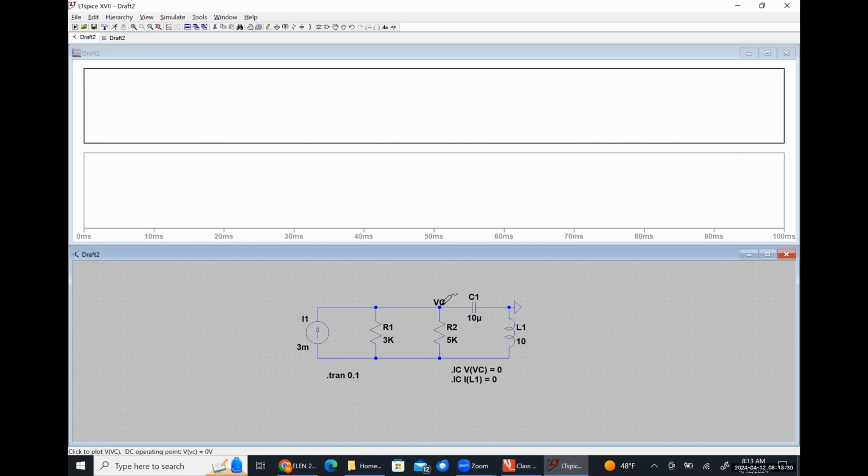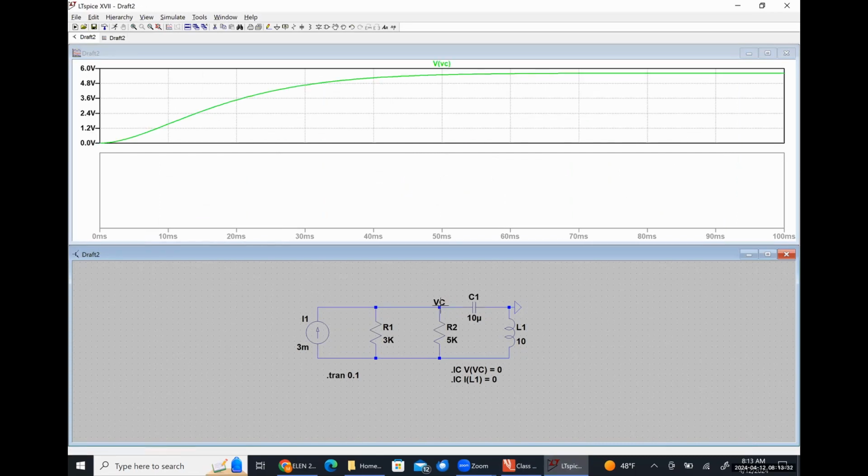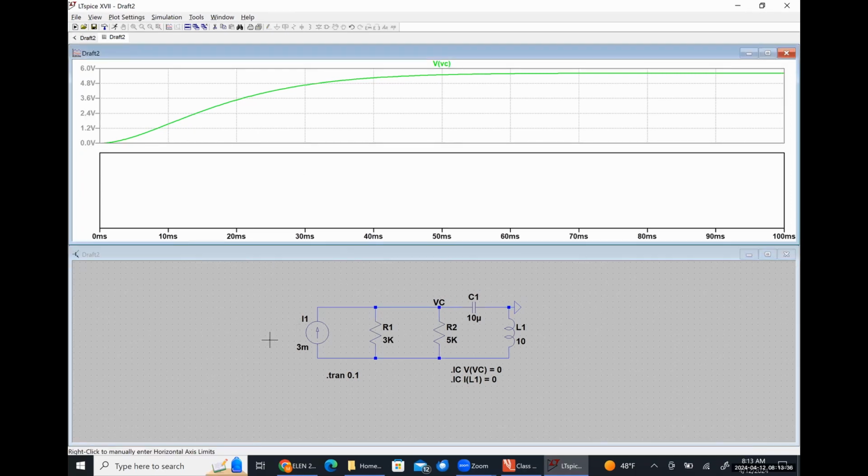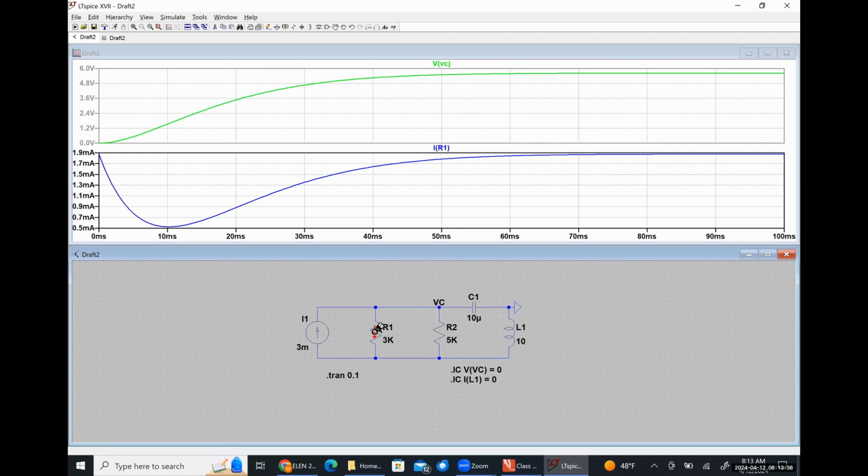So for our capacitor voltage, that would just be this guy right here. Looks like it settles. So that's fine. And then here we want this resistor current. That also looks like it settles within 100 milliseconds. Looks like I could have shortened the simulation time to somewhere in the ballpark of 75 milliseconds or so, but that's okay.